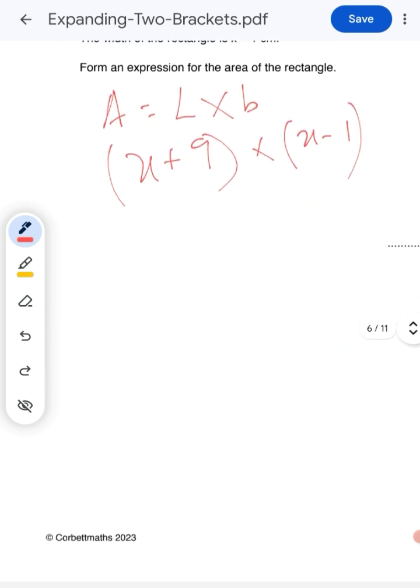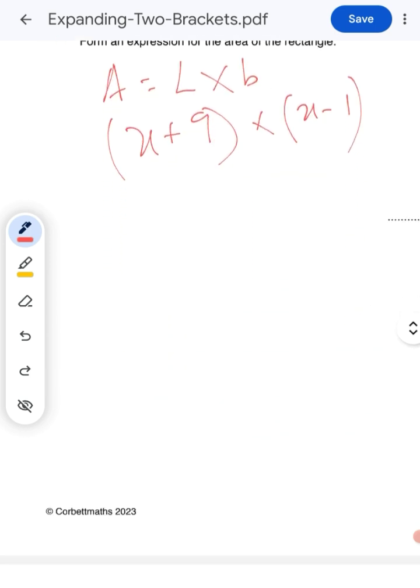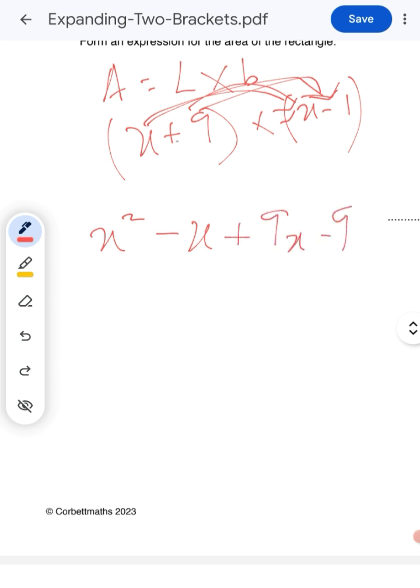It needs a lot of space, so I'm doing it like this. Now x multiplied by x first, and then x multiplied by minus 1. So it makes x squared minus x, okay? Now 9 multiplied by x and 9 multiplied by minus 1. So plus 9x and a minus 9, because plus minus makes a minus and 9 ones are 9.